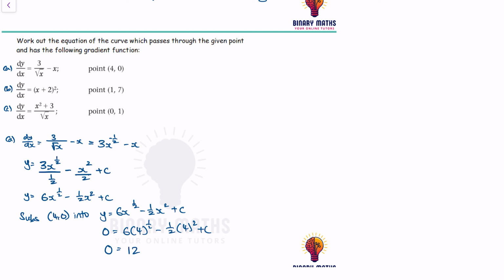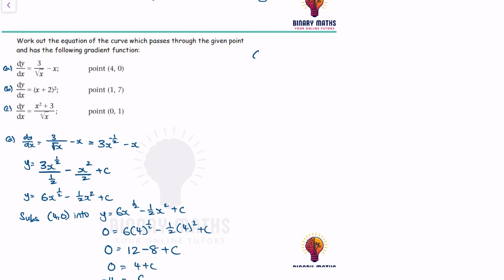4 squared is just 16. 16 divided by 2 is 8. 12 minus 8 plus c, which means 0 is equal to 4 plus c, which means c is equal to minus 4. Okay, so y can be rewritten as 6x to the power of a half minus a half x squared, take away 4. And that would be your answer for part A.